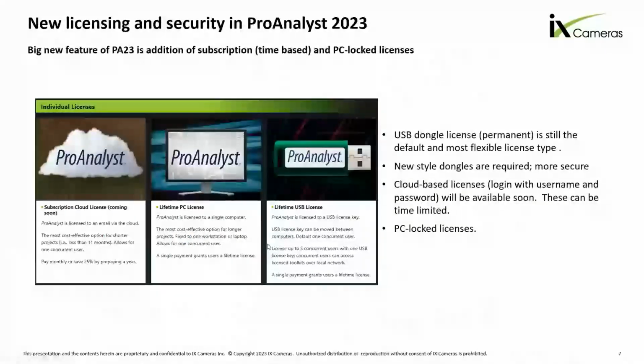We've now changed over to an entirely new license system, and it enables us to have 3 different types of licenses. The first license is the one that you're familiar with, which is you get a USB key. The USB key plugs into the computer. We call that now USB licensing.